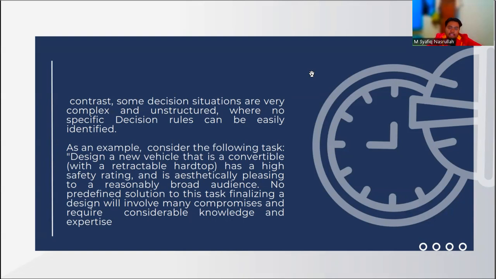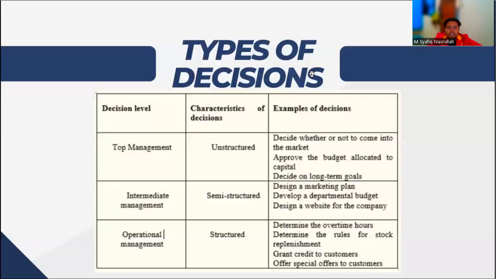In contrast, some decision situations are very complex and unstructured, when no specific decision rules can be easily identified. As an example, consider the following task: design a new vehicle that is a convertible with a retractable hardtop, has a high safety rating, and is aesthetically pleasing to a reasonably broad audience. No solution is provided for this task; finalizing a design will involve many compromises and require considerable knowledge and expertise.